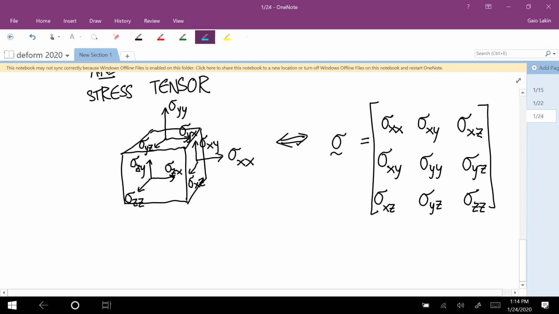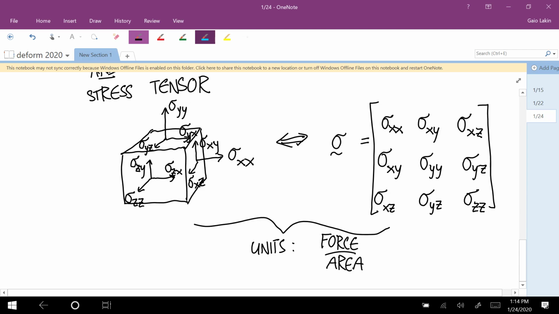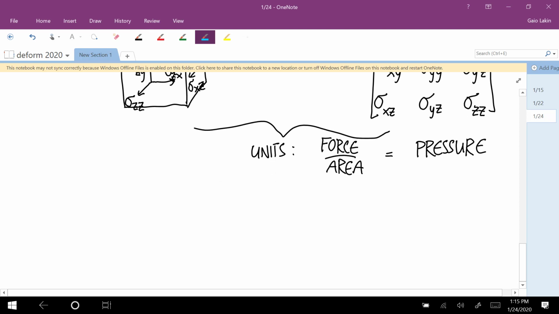Okay, and the units for all of these values are force per area, which are also the units for pressure. And so the SI units are pascals.